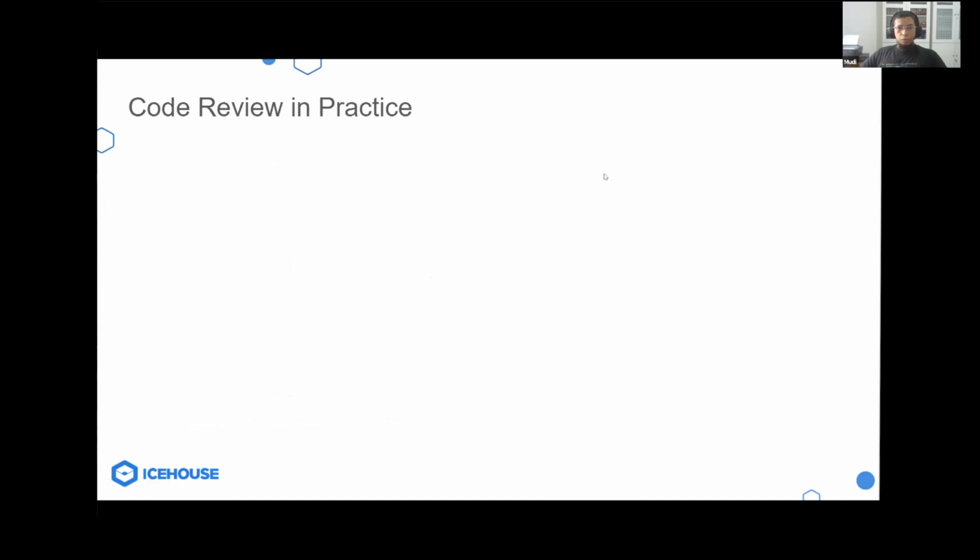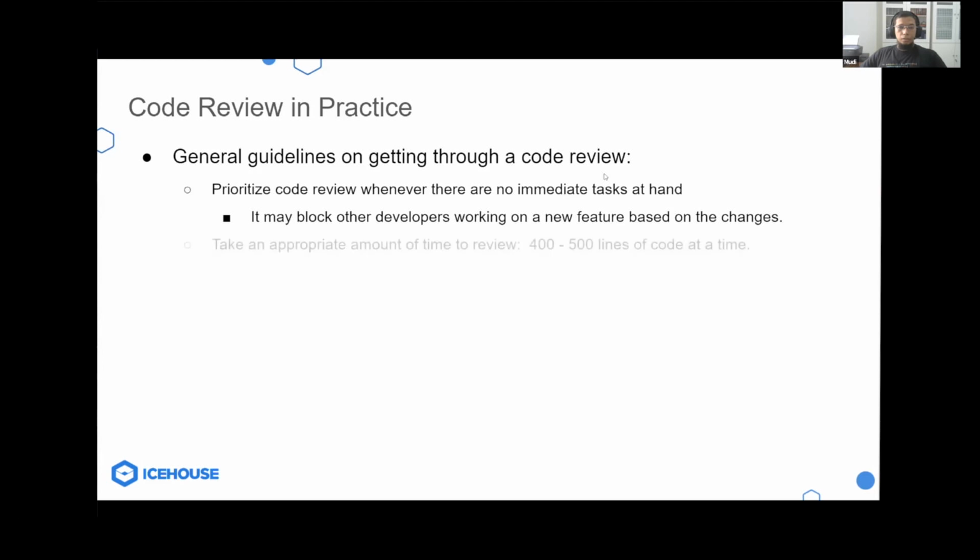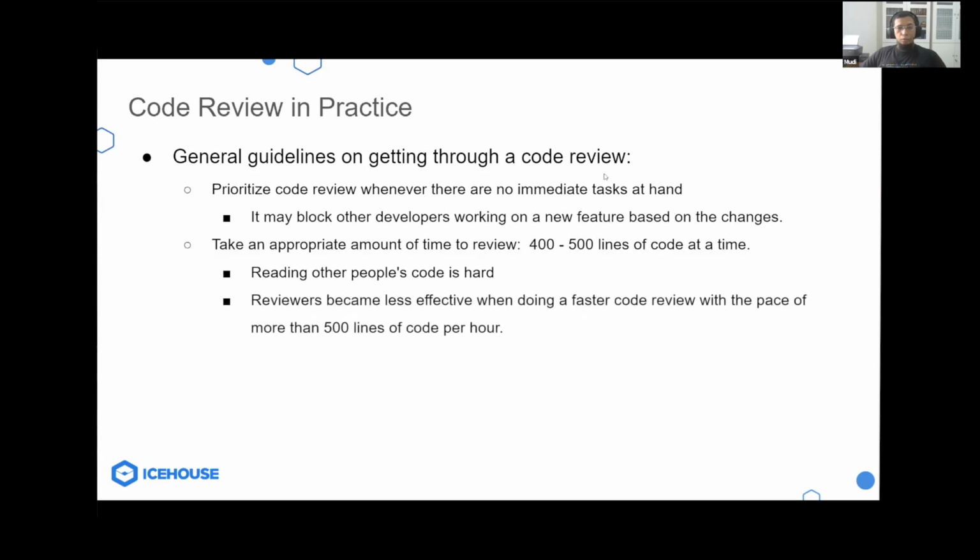So we are going to discuss now how to get through a code review. As a general guideline, remember the following. Prioritize code review whenever there are no immediate tasks at hand, since it may block other developers working on a new feature based on the changes. Take an appropriate amount of time to review because, according to a study done at Cisco Systems, reviewers become less effective when doing a faster code review with a pace of more than 500 lines of code per hour.